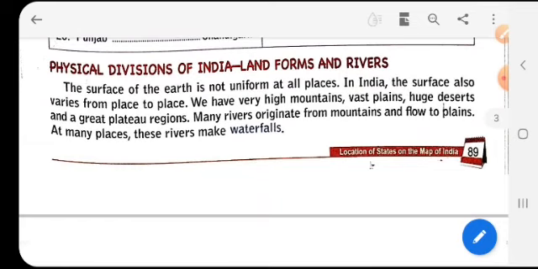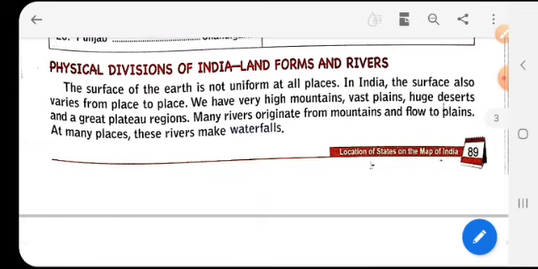The surface of the earth is not uniform at all places. It is very clear that the earth's surface is not equal and even in all its places. In India, the surface also varies from place to place. We have very high mountains, vast plains, huge deserts, and great plateau regions. Many rivers originate from mountains and flow to plains. At many places, these rivers make waterfalls.